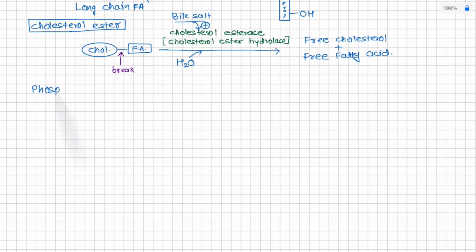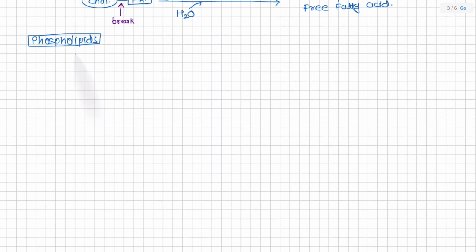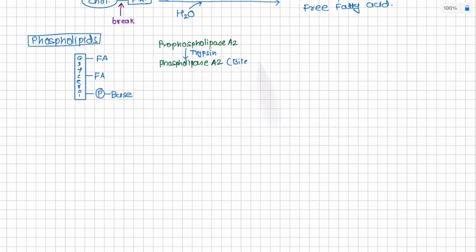Now for phospholipids. Let's first draw a schematic of phospholipid. So this is a glycerol with fatty acids only on carbon 1 and 2. On carbon 3, there is a phosphate group with a base attached. The enzyme here is pro-phospholipase A2, which is inactive. It gets activated by trypsin to form active phospholipase A2, and here also bile salt is required for its action. Phospholipase A2 specifically breaks the bond at carbon 2 of the phospholipid.